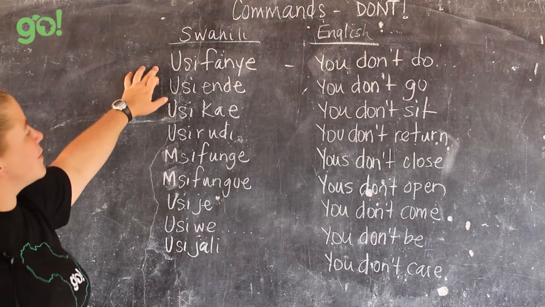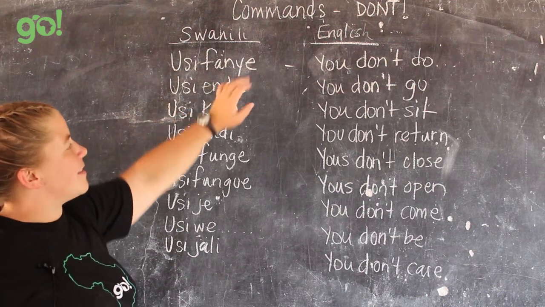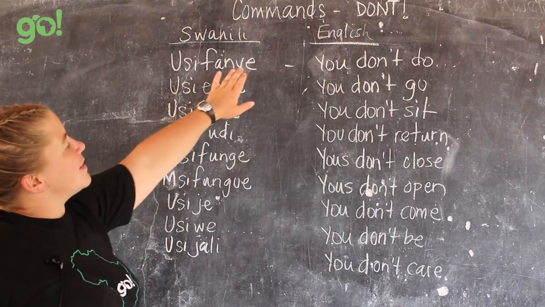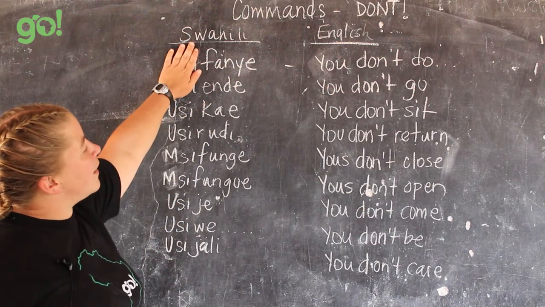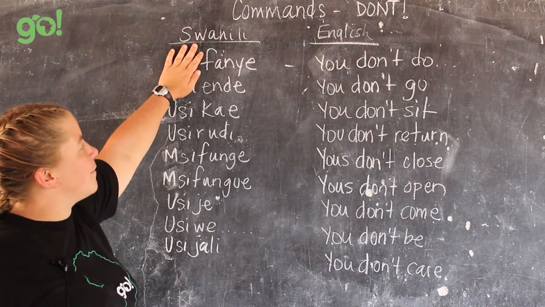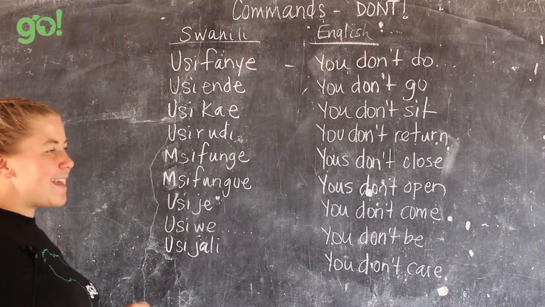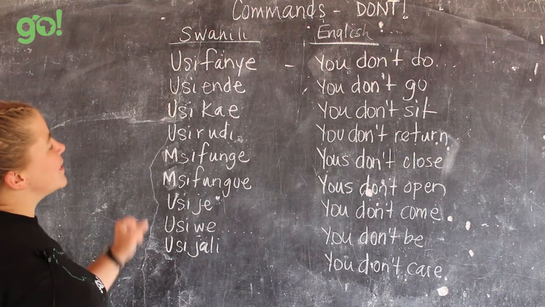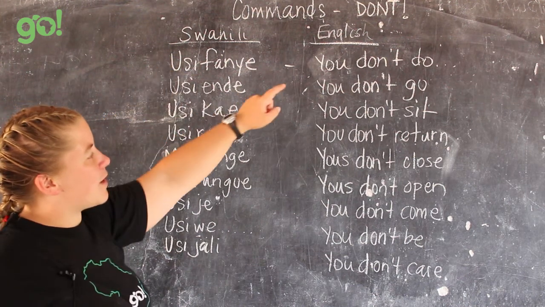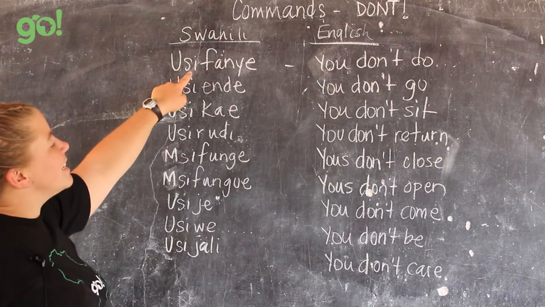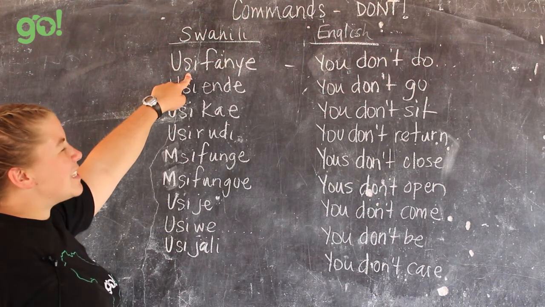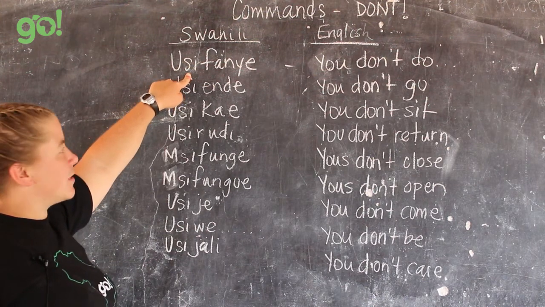So the first example is usifanye. Usifanye. The verb is fanya. Kufanya would be the verb to do. When we want to change it into a negative command, there's a few steps. First, we're going to have U, which represents you, the person. Si is going to be used to represent the negative side. So si is representing the don't.